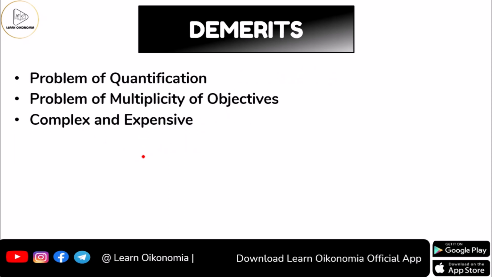But that doesn't mean that performance budgeting is free from limitations. Performance budgeting too has a lot of demerits. There exists the problem of quantification. This is basically seen in the case of social goals. You cannot quantify social goals.